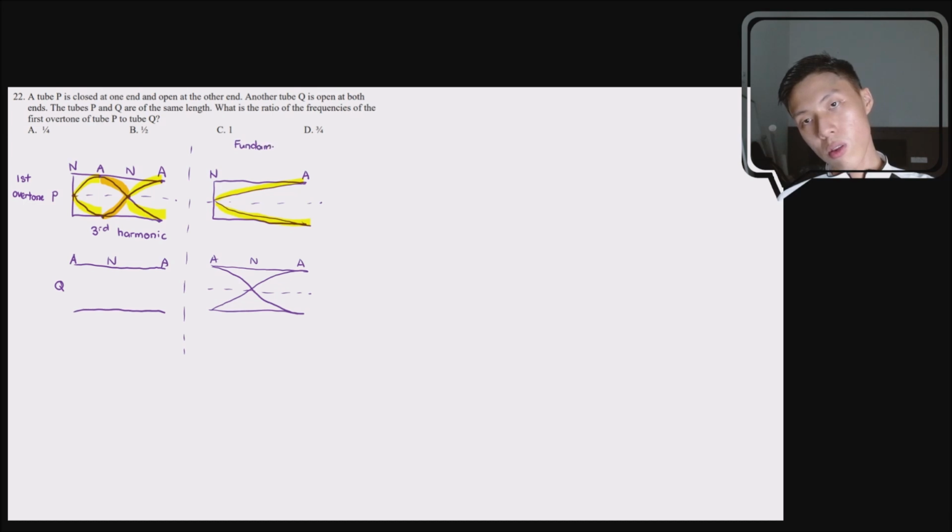So let's draw it over here. The fundamental tone will be looking like this: antinode, node, antinode. This is called the fundamental tone. This is called the first overtone.